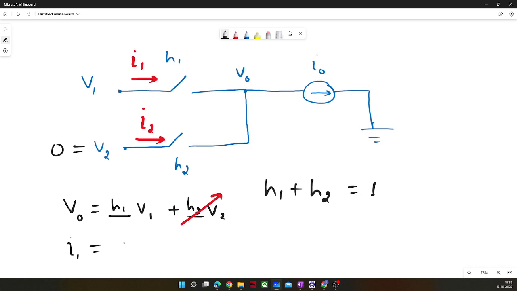So I want to know more about I1 and I2. What will be I1 and I2? Because I naught is known, right? In terms of I naught, I1 is equal to something times I naught.